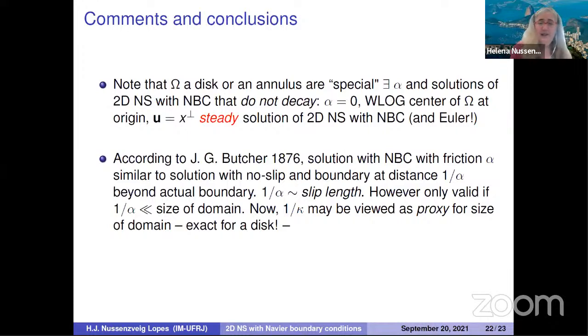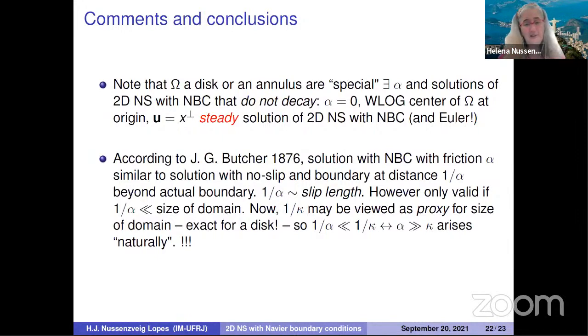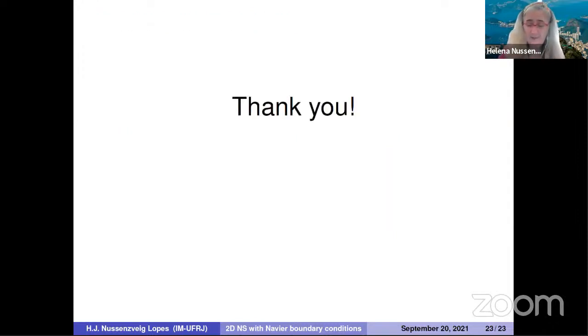Now, 1 over the curvature is not an actual size of the domain, but it could be viewed as a proxy for the size of the domain. And in the case of a disk or the annulus, basically this is exact. So based on Butcher's analysis, you should expect 1 over alpha much smaller than 1 over kappa, or in other words, alpha greater than or equal to kappa. And this arises naturally. Okay, and sorry for the briefness, but that is all I have to say for today. Thank you. Obrigada.